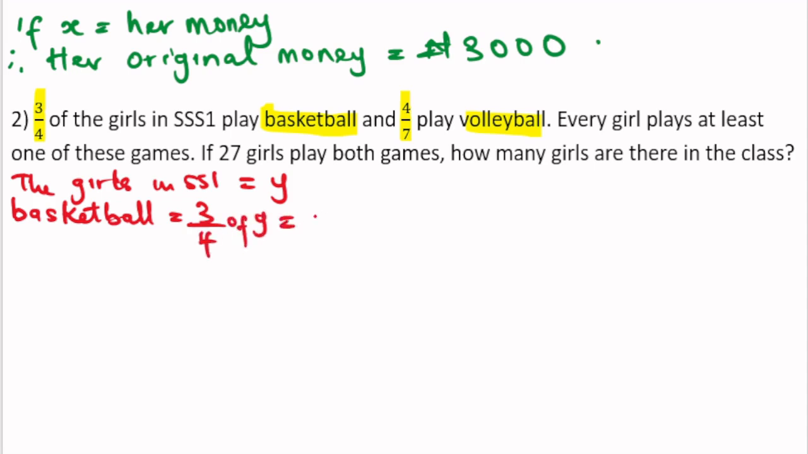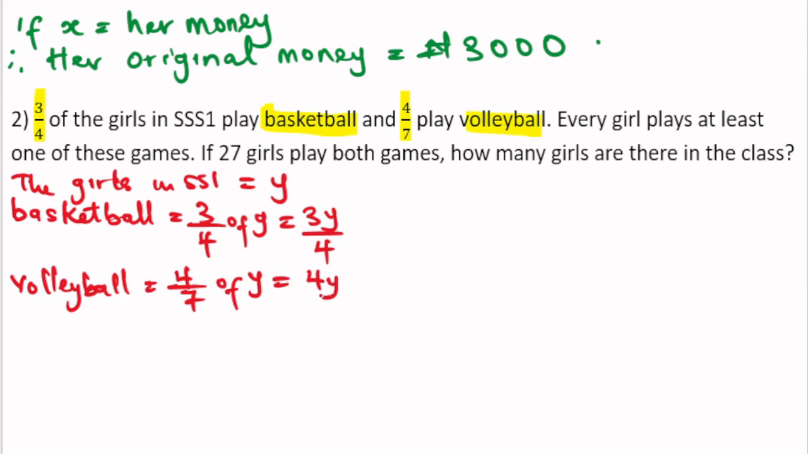So 3/4 of Y is the same as 3y/4. And the next is 4/7 play volleyball. So for volleyball, the number of girls that play volleyball is 4/7 of the girls in SS1. So of Y, which is 4y/7.